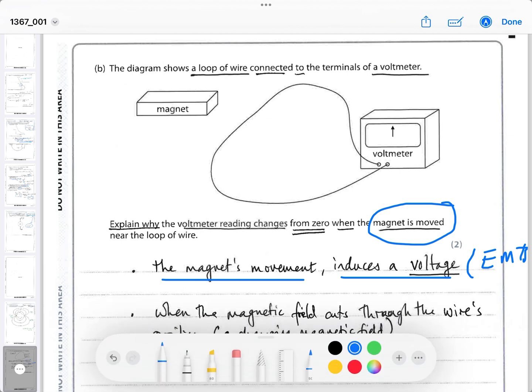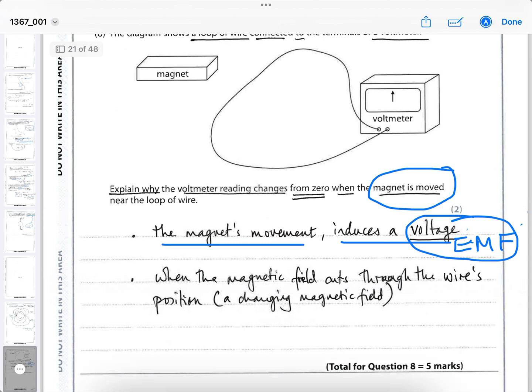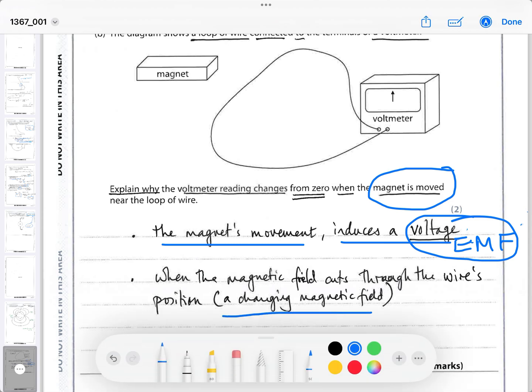Let's see if I can fix that. So, EMF, so this would also be called an EMF, a voltage. A voltage is an EMF, or an electromotive force. Okay, when the magnetic field cuts through the wire, a conductor, you can have a changing magnetic field. And a changing magnetic field is what you need to induce EMF. Yeah? So it's a changing magnetic field, or the best way of saying is the field cuts through the wire.